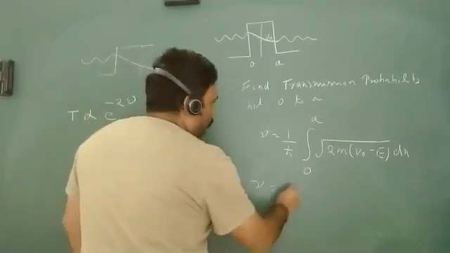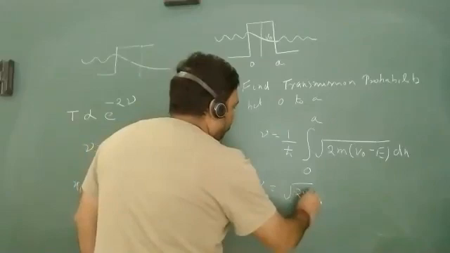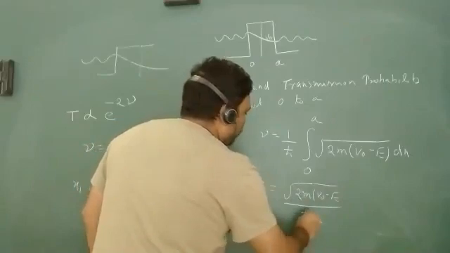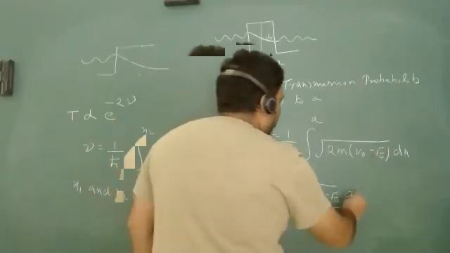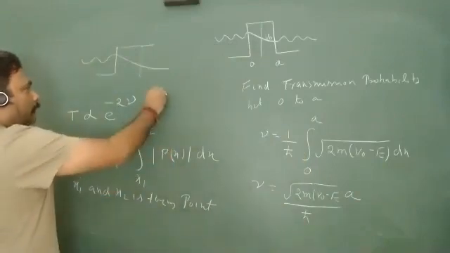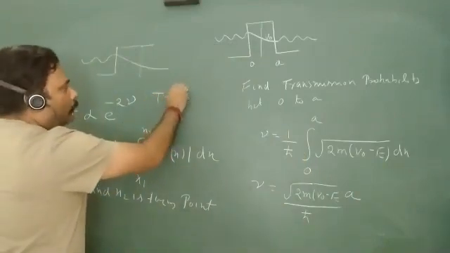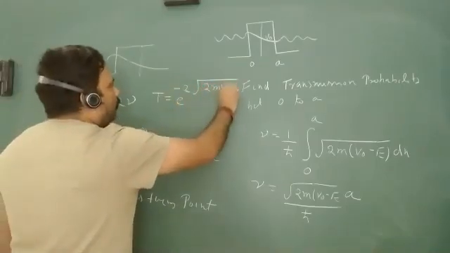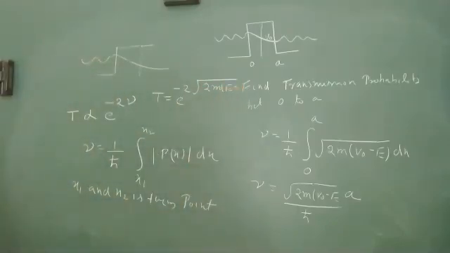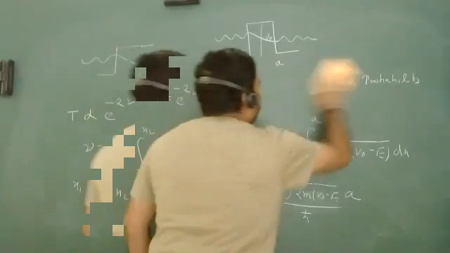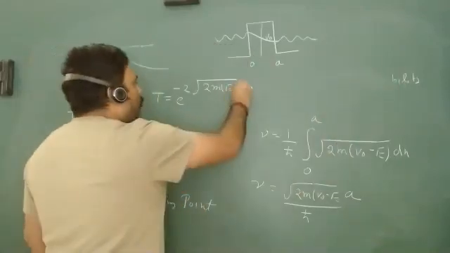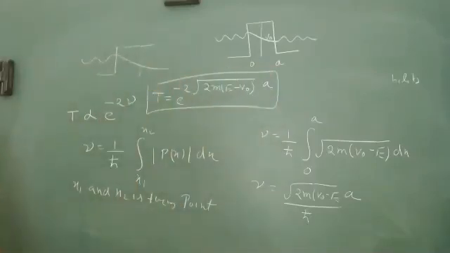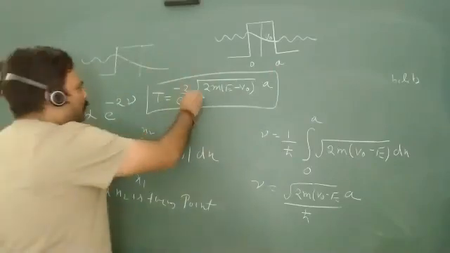So you have taken root under 2m v naught minus e upon h cut, and dx integrated from 0 to a is a. So the transmission probability is T equal to e to the power minus 2 root under 2m e minus v naught. You can easily get this value, e minus v naught into a. That's it. Over. Sir, h cut will also come, 2 upon h cut will come.